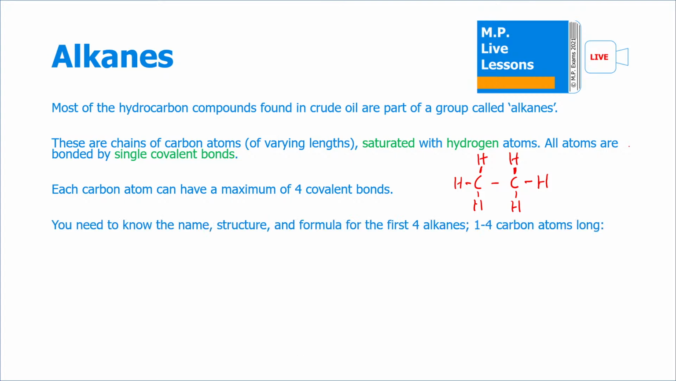You'll need to memorize the name, structure, and formula of the first 4 alkanes. So these are the compounds that have 1 to 4 carbon atoms long. First is methane, with the formula CH4. So it'll have 1 carbon atom in the middle, not bonded to anything else, but there's going to be hydrogen atoms all around it, all bonded together by single covalent bonds.